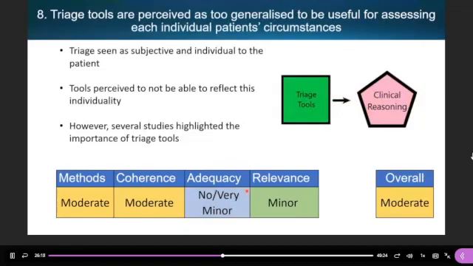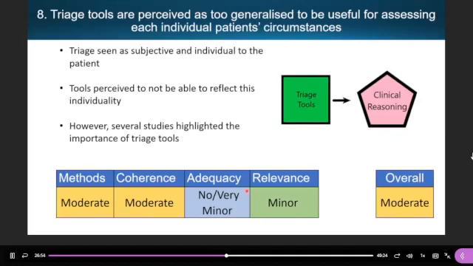Our eighth finding was that triage tools are perceived as too generalised to be useful for assessing each individual patient's circumstances. For this, we found a moderate coherence. This was due to the fact that of our 11 studies, 7 had findings that supported it, 5 had findings that argued it. However, of those 5 studies, 3 both supported and had findings against, and 2 of them were conducted in places that had only recently introduced the triage tools, suggesting the nurses weren't overly familiar with them.